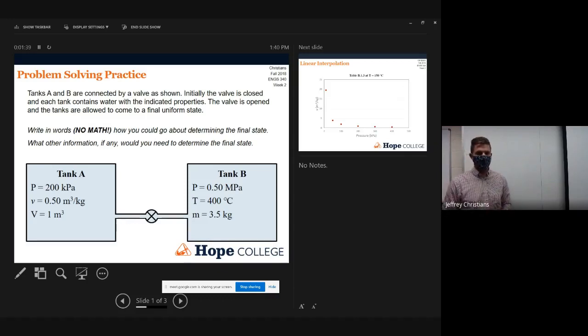So we have a tank A and tank B. There's a valve in between initially. We open the valve, things happen. We get to some final state. What would that look like and how would we figure it out? And what information would we need to be able to do that? So spend maybe even just 3 minutes, and then we'll come back together as a class and talk through what our solution plan is.